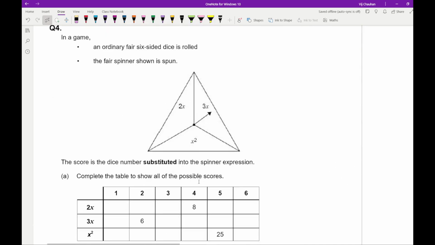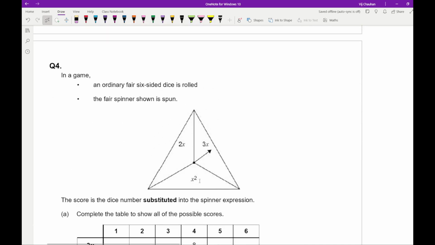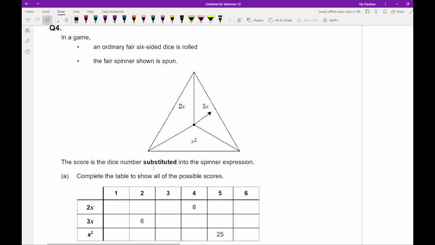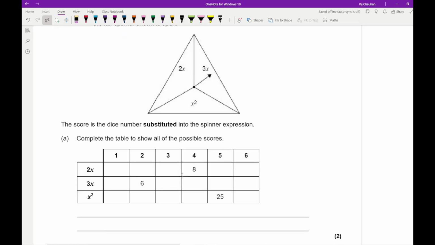Moving on to question 4, it says, in a game, an ordinary fair 6-sided dice is rolled and a fair spinner is spun. And it says that the score is the dice number substituted into the spinner expression. Complete the table as shown to show all possible scores.